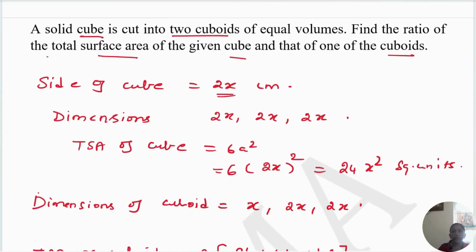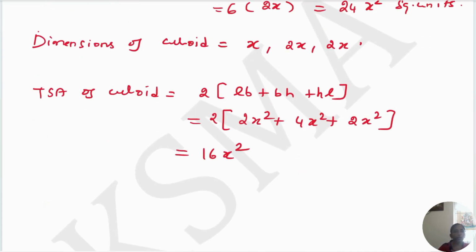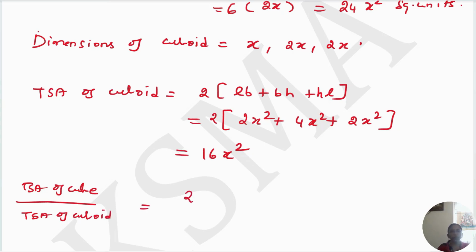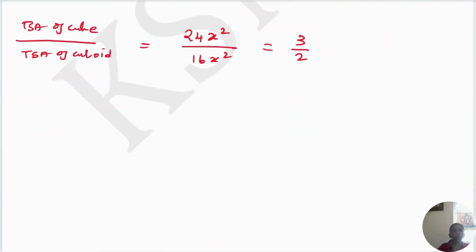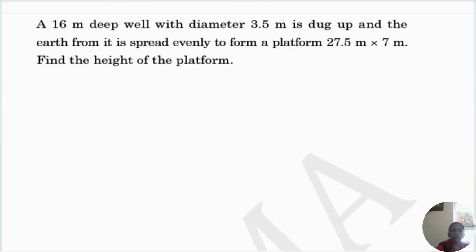So our question asks for the ratio of the surface area of the cube and the cuboid. So TSA of cube divided by TSA of cuboid. This is our requirement. Our answer is 24x square for the cube, and here it is 16x square. So this will get cancelled, so this is 3 by 2. So now the required ratio is 3:2.